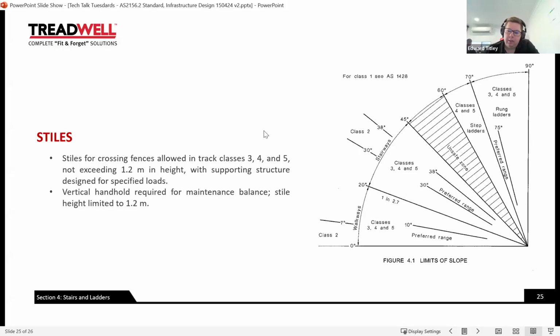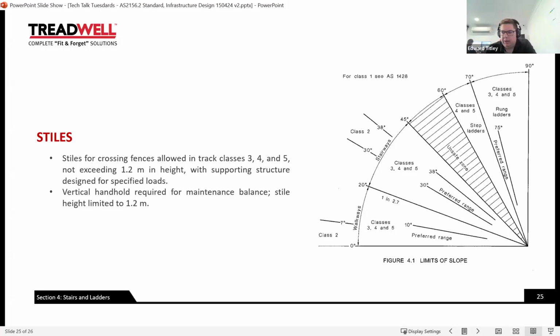And lastly, walkways. So classes 3, 4, and 5 walkways, this is up to a 20-degree slope. However, their preferred range for 3, 4, and 5 is up to 10 degrees, and for class 2 up to 7 degrees. So to note there as regards how we're going to access between levels or something like that.